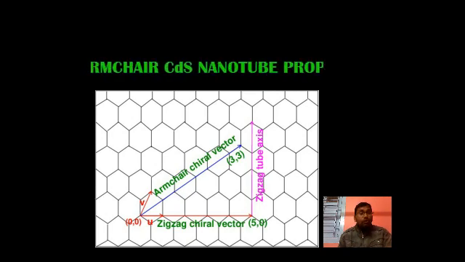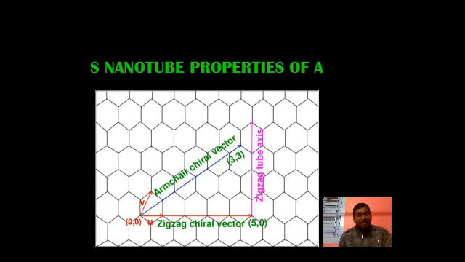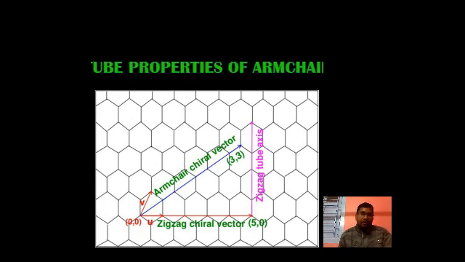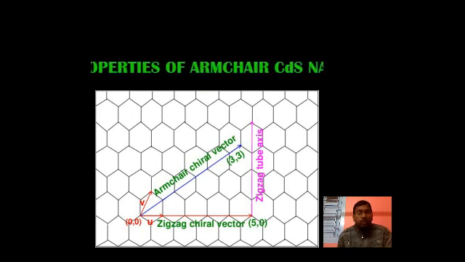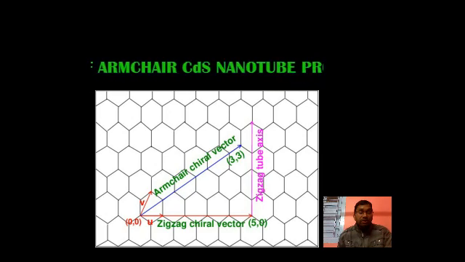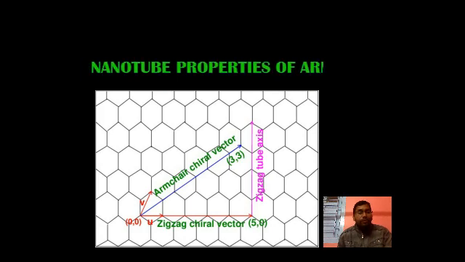Now if we roll this sheet along this chiral vector, or making this chiral vector the perimeter, we will get a tube-like structure. For a zigzag chiral vector we will get a zigzag nanotube, and for an armchair chiral vector we will get an armchair nanotube. Now I will show how to construct a cadmium sulfide nanotube and some of its properties.